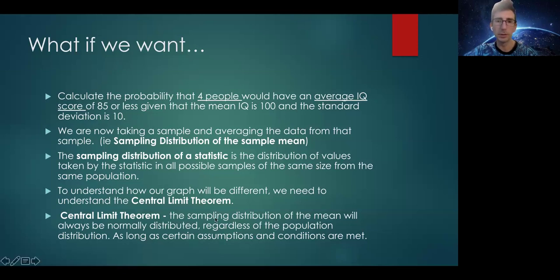So the central limit theorem says the sampling distribution of the mean will always be normally distributed, regardless of the population distribution it comes from, as long as certain assumptions and conditions are met. This is really powerful. No matter what population we're looking at, whether it's normal or not, if we take sample after sample from any population, take the mean of each of those samples, and plot those sample means out, they will be normally distributed.